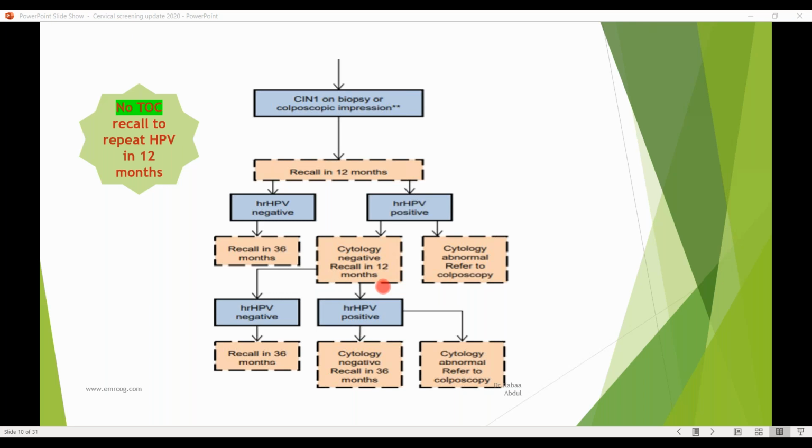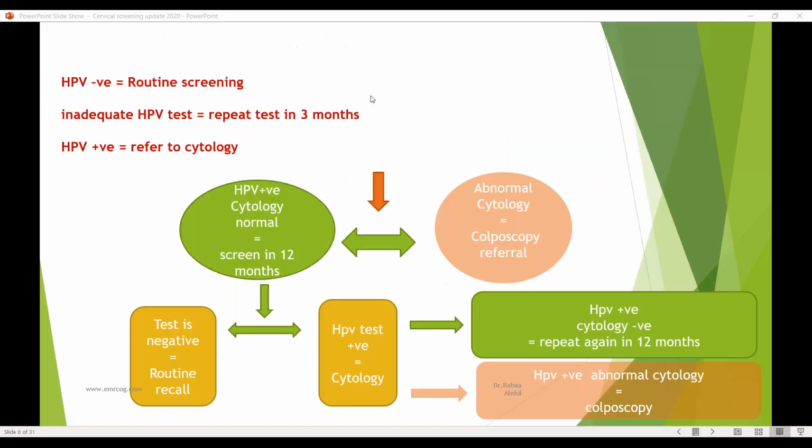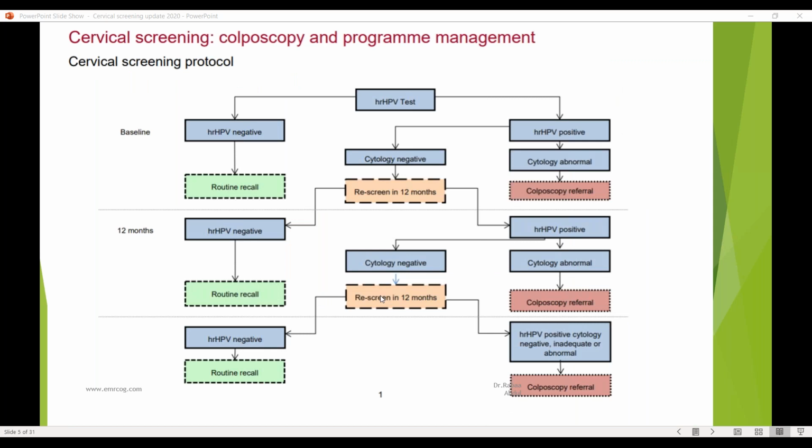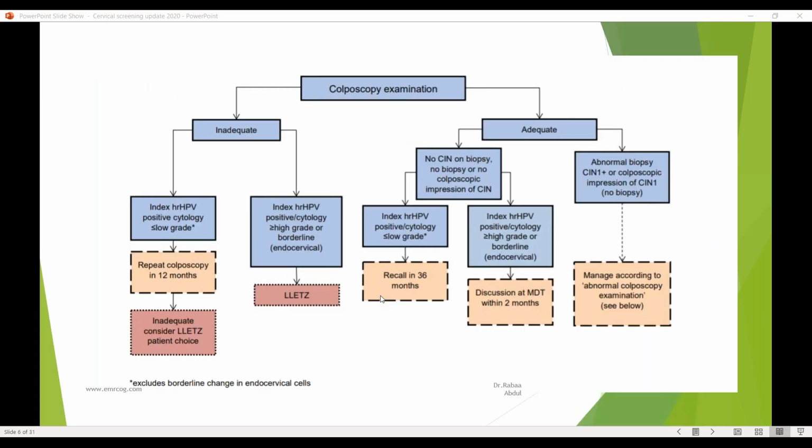When we were in the routine recall, this was the management. Remember this slide, okay? Yes, we have this slide. Remember, we have said after 2 months, if HPV is positive, whatever the cytology result is, I will go to colposcopy. Yes, okay? But this was when we were only following up patients with HPV positive, but not with abnormality detected in the colposcopy, not a CIN1. In CIN1, it's different, okay? What is the difference, doctor? I will tell you what the difference is.